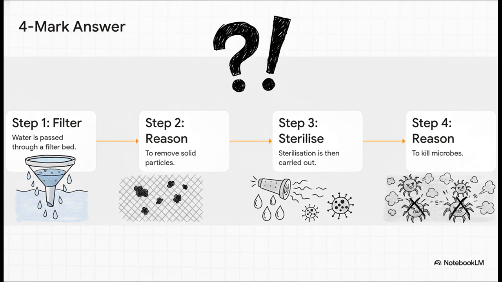First, you say the water goes through a filter bed. That's 1 mark. The crucial second point is to explain why it does that, to remove the solid bits. Mark 2. Then you state that sterilization happens. Mark 3. And again, you bag that final mark by explaining its purpose, to kill off any nasty microbes. See that pattern? It's the process, then the reason. That's the key to getting all 4 marks.